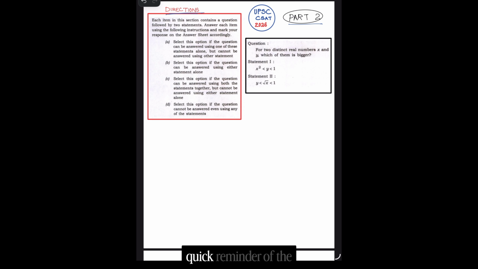So before we begin, here's a quick reminder of the answer options. A states that only one statement is sufficient to answer the question. B states that either statement alone is sufficient. C states that both statements together are sufficient. D states that even both statements together are not sufficient.